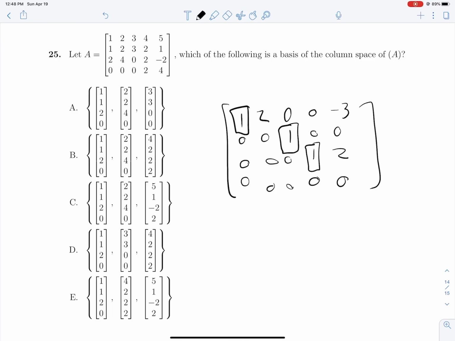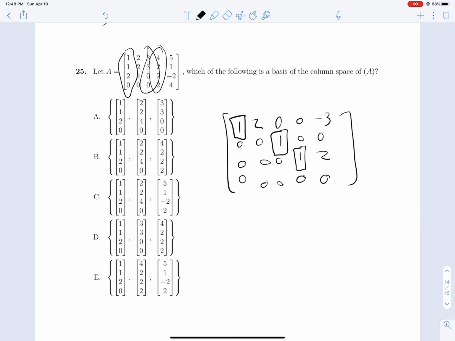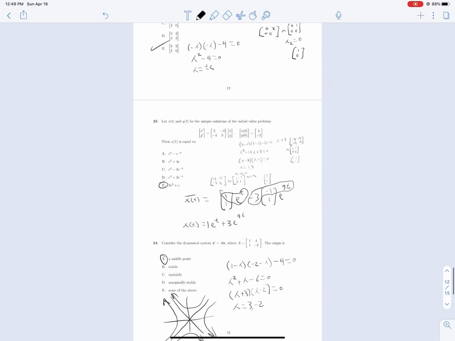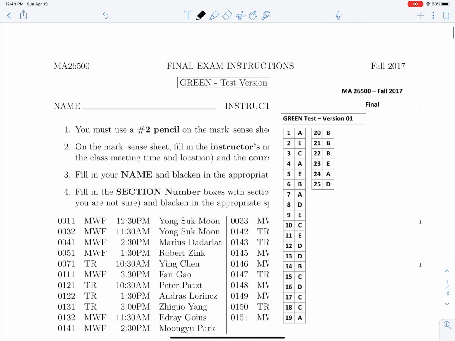So because we have pivot columns for columns 1, 3, and 4, these three as a set will form a basis for the column space. So that gives us answer choice D for 25. And we are done. Yeah, there we go.